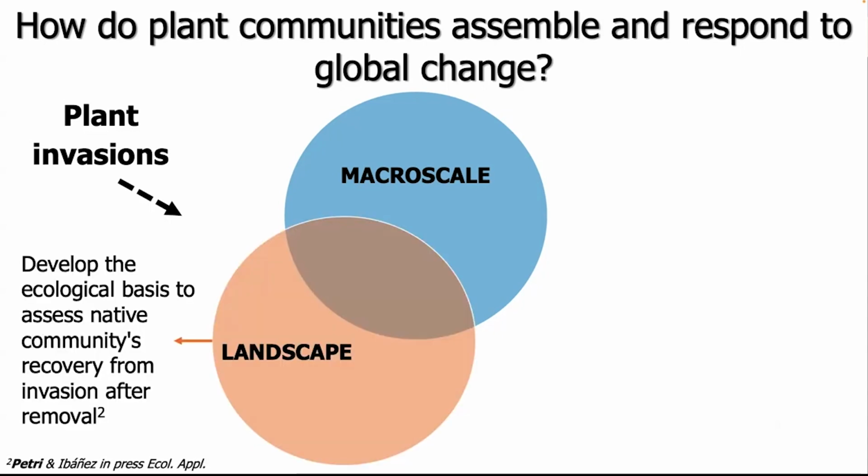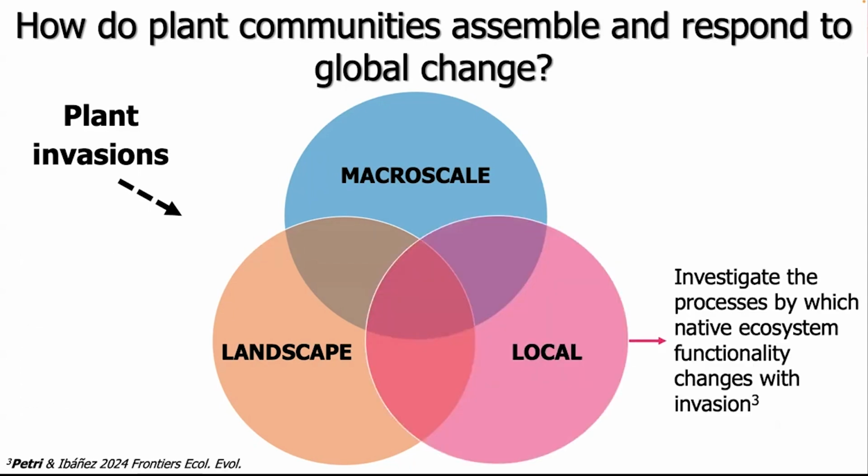At the landscape scale, I try to understand community assembly. So really trying to understand how those native communities are reassembling after removing those invasive species, how they're becoming the way that we are seeing them after those actions are done. And then at the local scale, really investigating processes of ecosystem services, ecosystem functionality, and changes in those ecosystem functionalities given invasion and when we manage those areas.